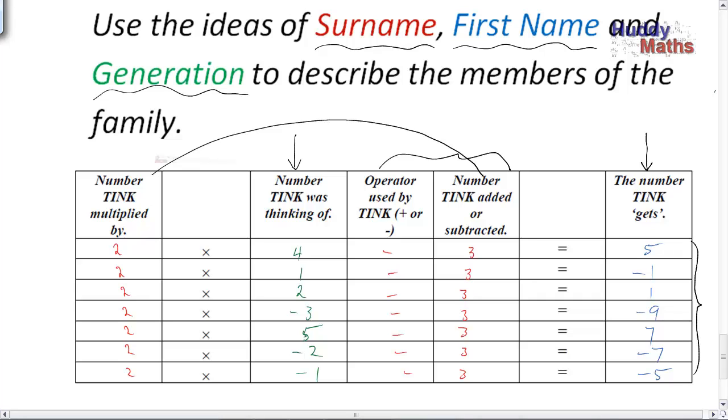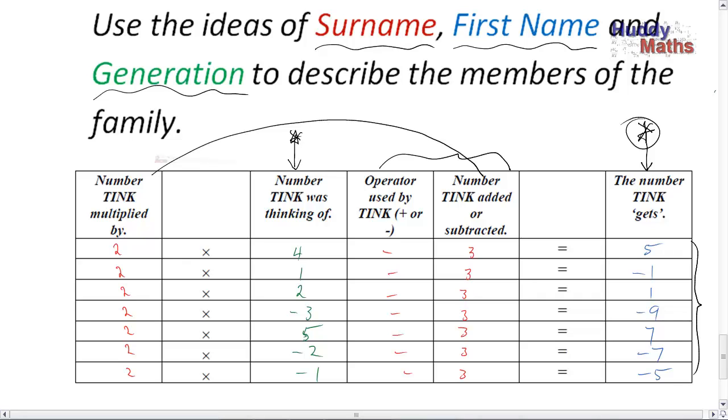Yes, as Tink thought of a different number and did this process of 2 times it take 3, a different member over here of a family was generated. So the green here suggests that this is the generation and this is the first name over here. Do you get the idea? Thinking about how a particular family of numbers could have come about or could have been generated by our process, our mathematical process.